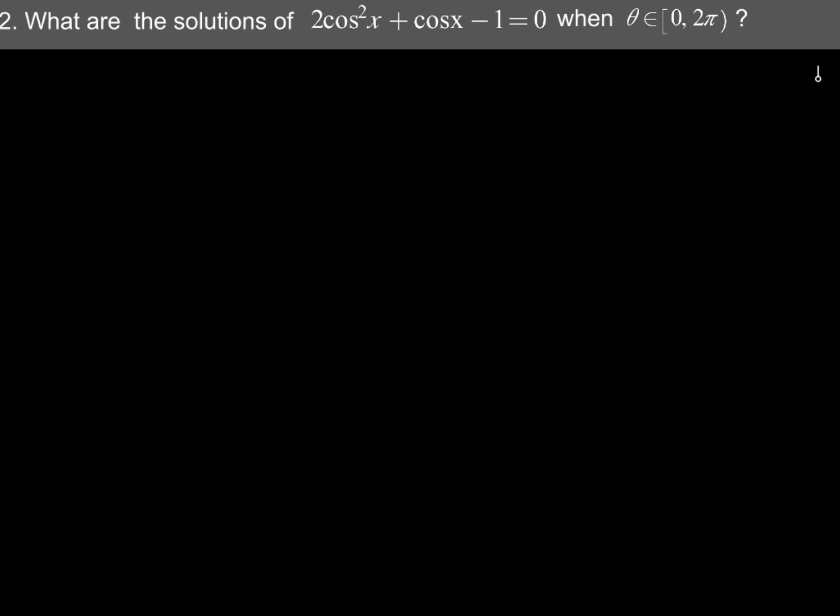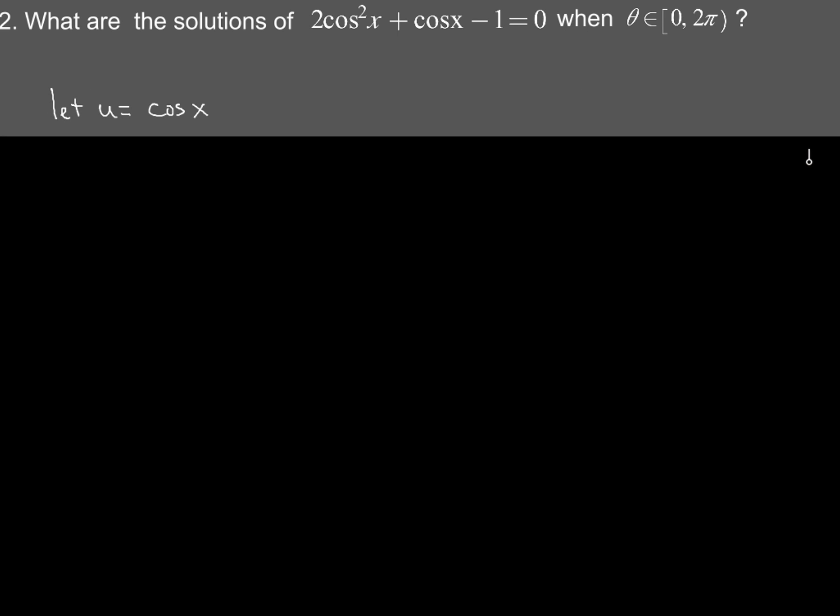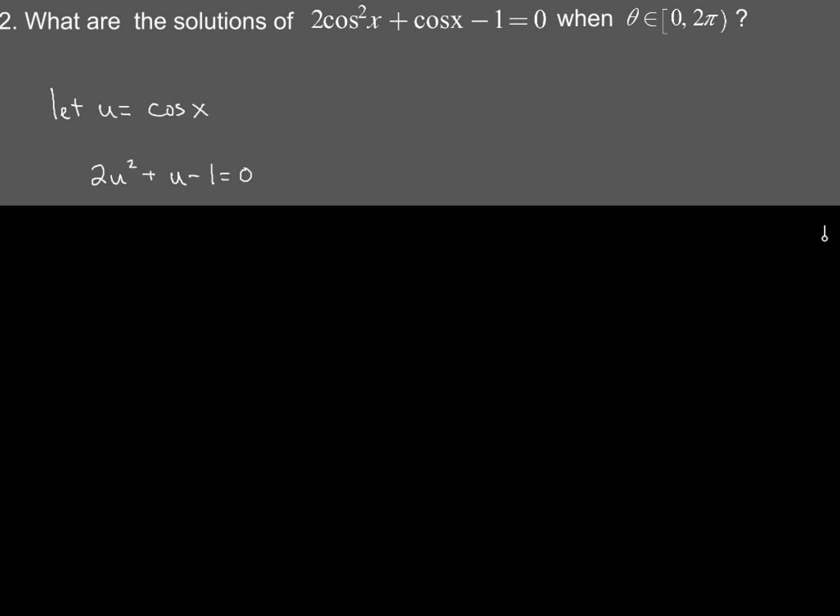Now what we're going to do with this one, we're going to try a little bit different approach, and we're going to use a technique called u-substitution. And you'll do this a lot when you get to calculus, so maybe it's a good idea to start playing around with it now. First thing we're going to do is let u stand for cosine of x.